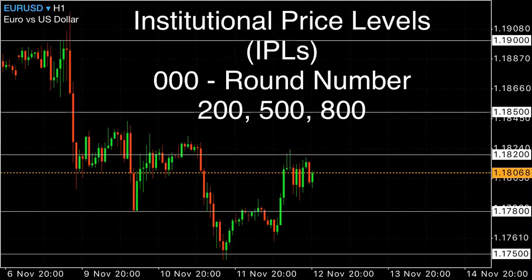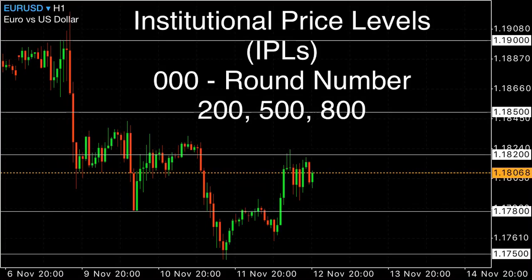Institutional price levels, IPLs. These are levels where you normally see order blocks, ranges and pivot points appearing. As you can see on the screen, we have 000, which is a round number, and then we have 200, 500 and 800. On the chart you see at the moment, which is EUR/USD, the last three digits will either be 500, 200, 800 or three zeros.